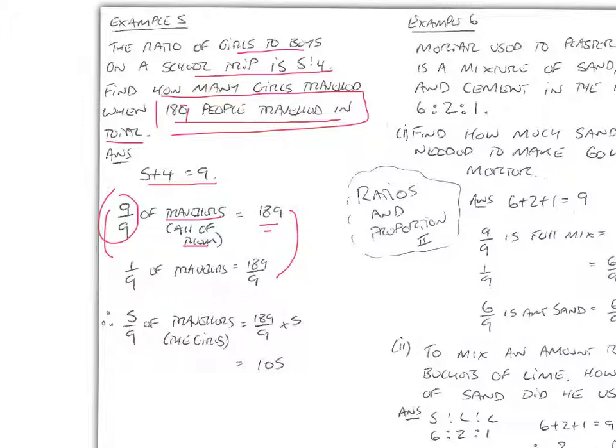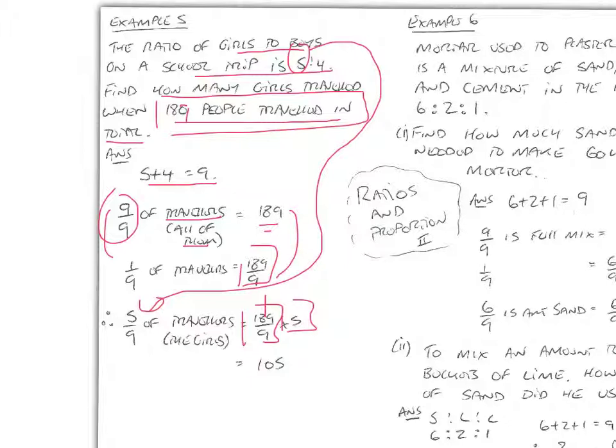So we now know what 1/9 of the travellers were. So 5/9 then is the number of girls who travelled. So 5/9 of the travellers must be equal to 1/9 multiplied by 5. So if 180 people travelled, and the ratio of girls to boys was 5:4, then that means that 100 girls travelled.